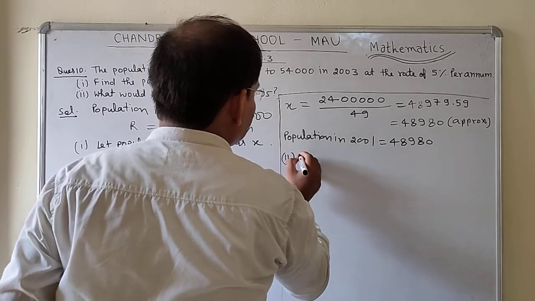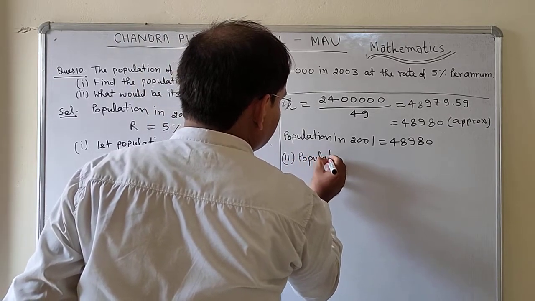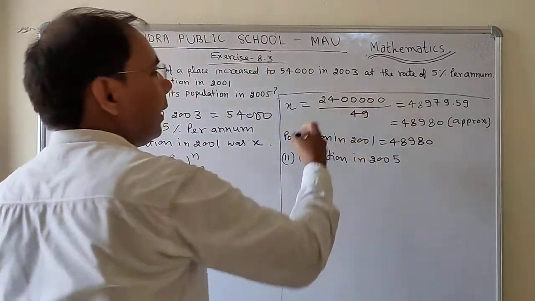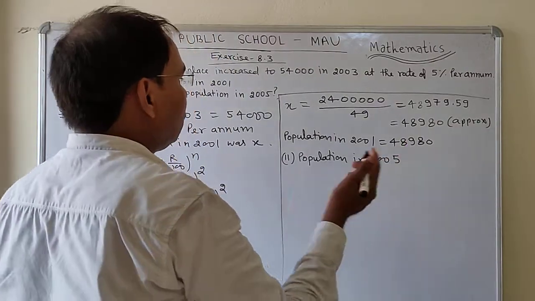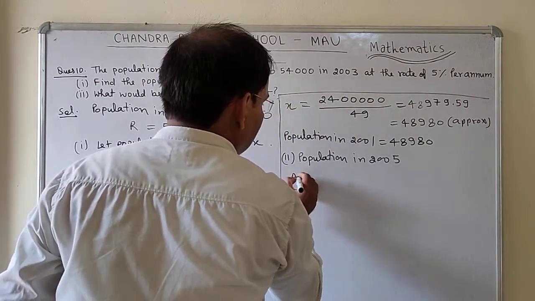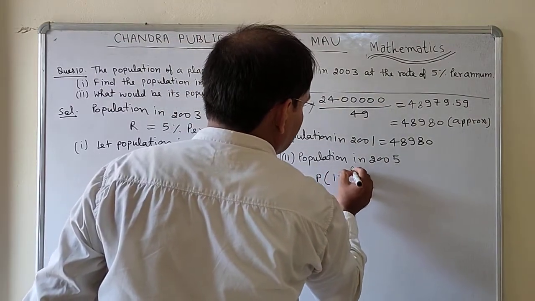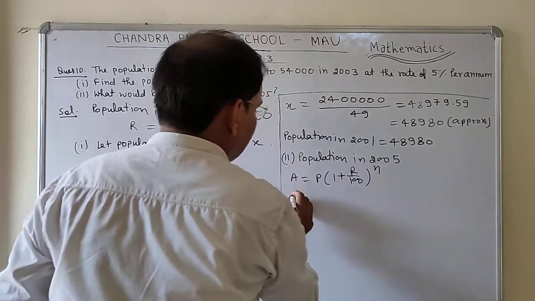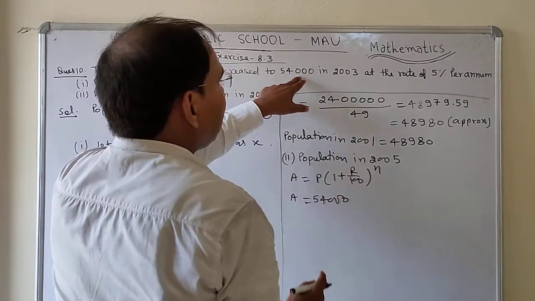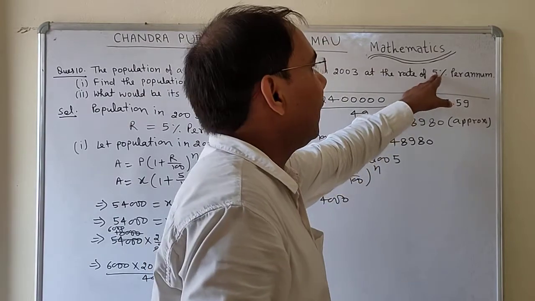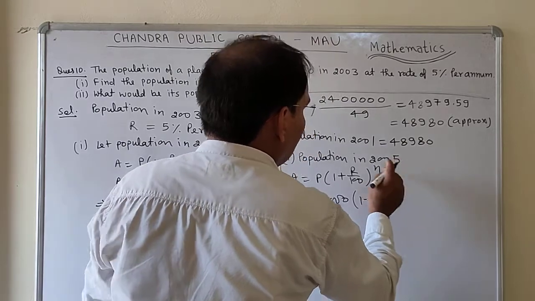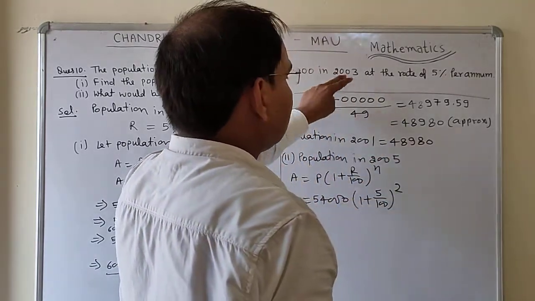So here you will write population in 2005. It means 2003, after that 2004 and 2005. After 2 years, so time will be 2 years, rate will be 5% and P will be 54,000. So A equal to, the formula will be same, P into 1 plus R upon 100 to the power n. A equal to, what is the present population in 2003? That is 54,000. And in 54,000, population will increase by 5% per annum. So it will be 1 plus 5 upon 100 to the power 2. In 2005, that will be after 2003, next 2 years.